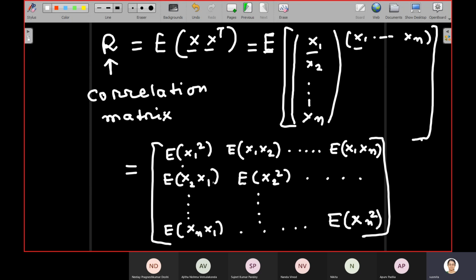So what we did, we just took x transpose here, multiplied the individual elements, and we got an n by n matrix, because this is n cross 1 and this is 1 cross n. We get an n cross n matrix, and then we apply the expectation operator on each of the individual elements and find the correlation matrix.